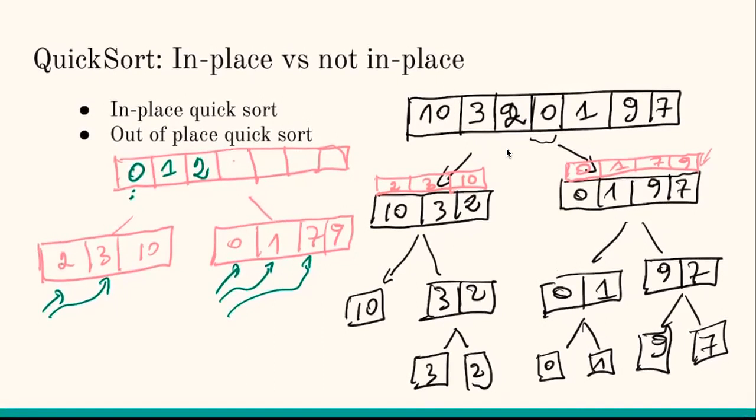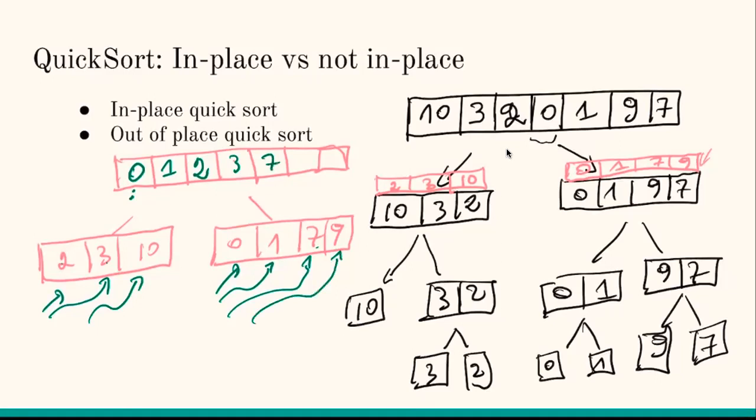Okay, and then I compare 3 and 7. What is the minimum? The minimum is 3. I copy 3 here and I move my pointer there. And I compare 10 and 7. What is the minimum? The minimum is 7. I copy 7 and I move my pointer there.